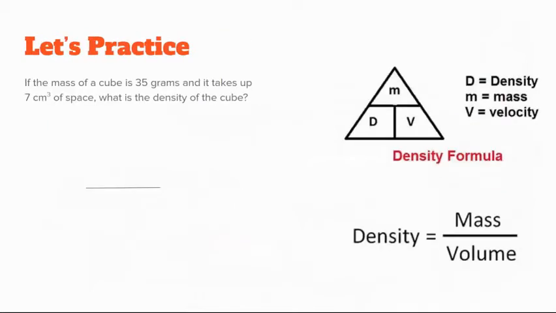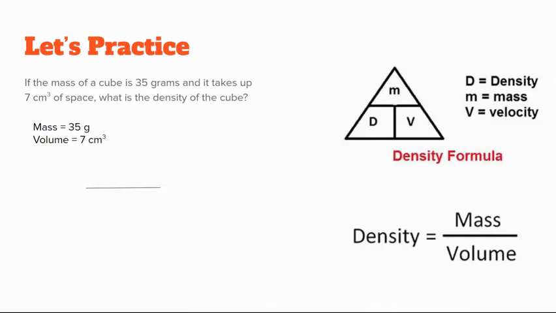So we're going to do some practice. If the mass of a cube is 35 grams and it takes up 7 cubic centimeters of space, what is the density of the cube? First thing we need to do is figure out what information is provided in our story problem. We know that the mass is 35 grams, and we know that it takes up 7 cubic centimeters of space.